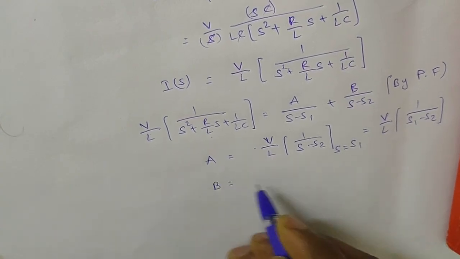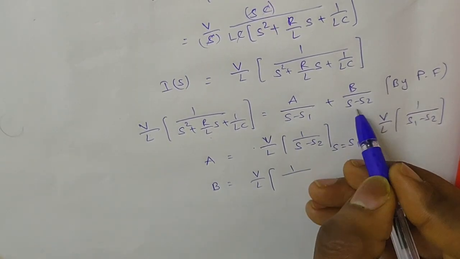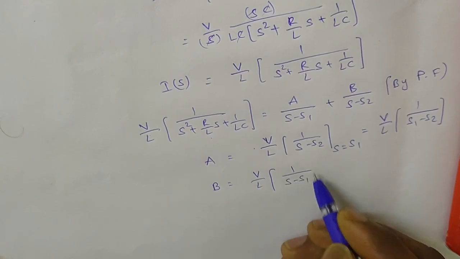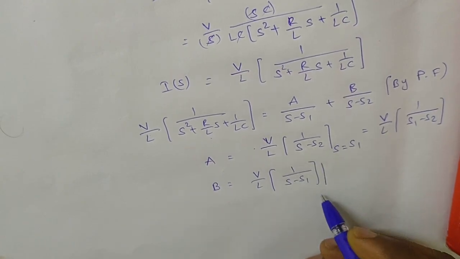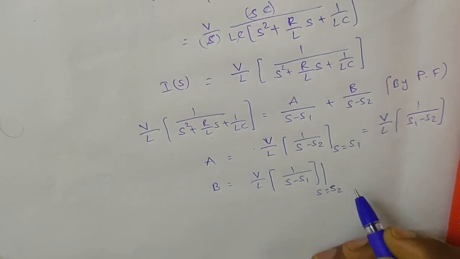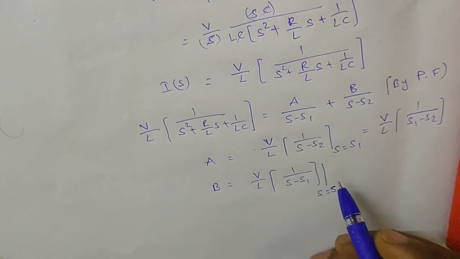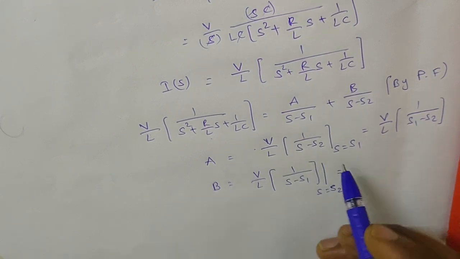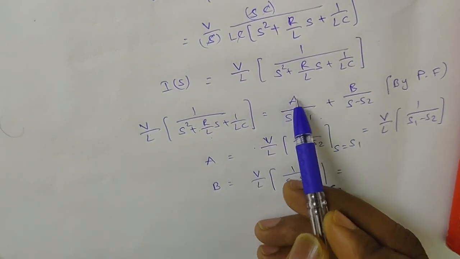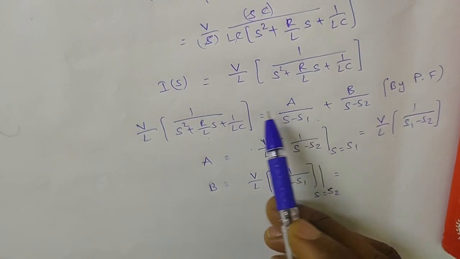B also we can write as V by L into 1 by, we need not write this root, we will be writing this root minus S1. In place of S we will put this root, as it is a constant. So if you do the partial fractions in this way, then it will be easy. Or else if you do LCM, compare this equation, and if you find this, it will be the same value.